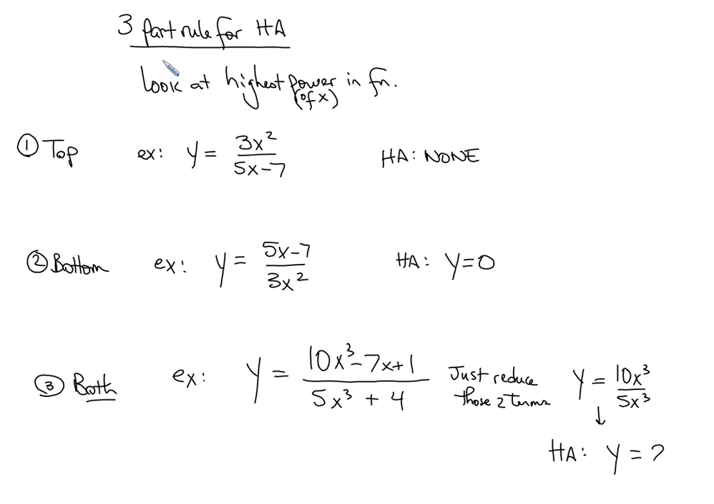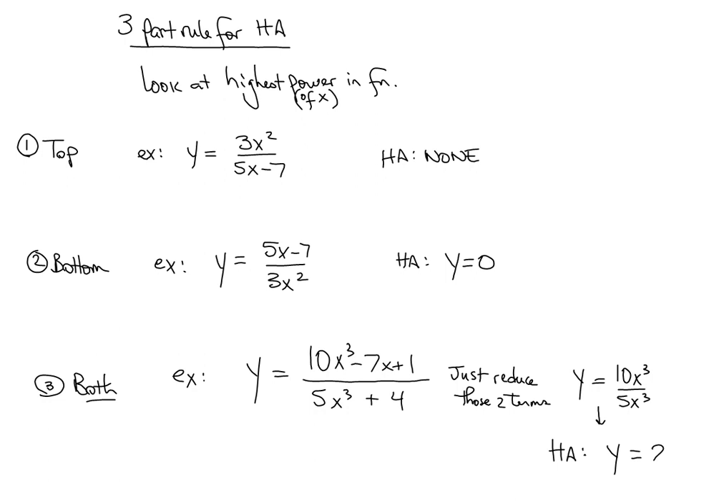So does everybody understand what the rule says? I know you don't understand why the rule says it, but you understand what the rule says. It's a pretty basic rule. Highest power on top, no horizontal asymptote. Highest power on the bottom, y equals 0. Highest power on both, just ignore the smaller power terms and reduce what you have.